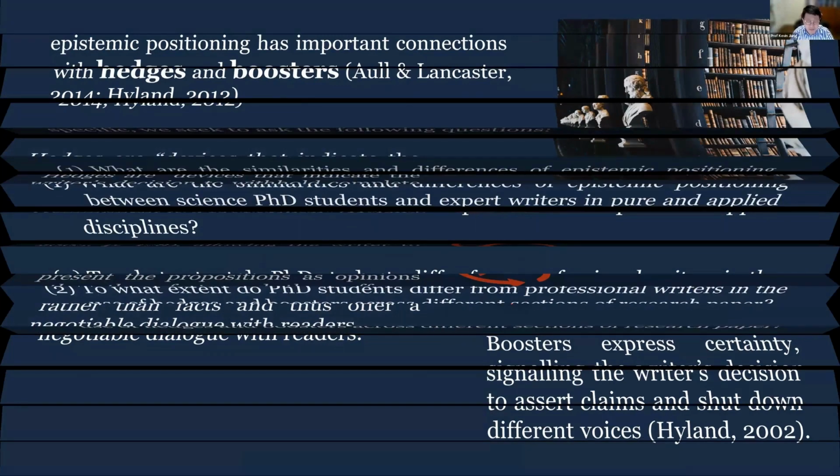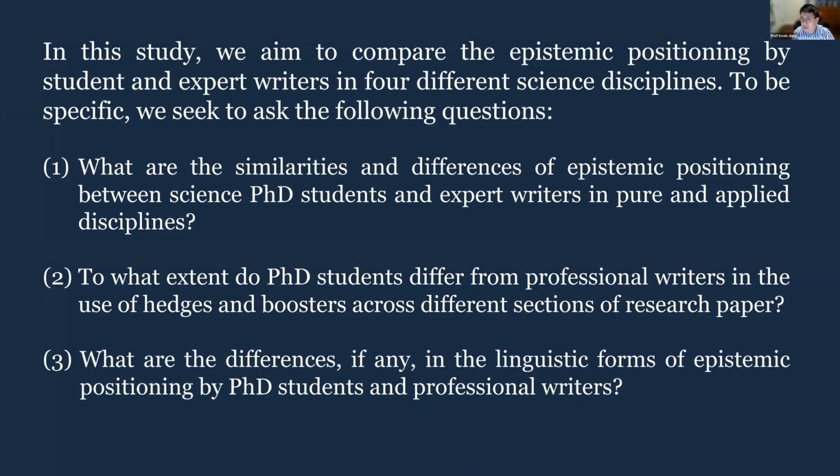In this study, we try to compare the epistemic positioning, hedges, and boosters used by student and expert writers in 4 different science disciplines. Specifically, we want to ask the following questions. What are the similarities and differences of epistemic positioning between science PhD students and expert writers in pure and applied disciplines? To what extent do PhD students differ from professional writers in the use of hedges and boosters across different sections of research papers, like the introduction, method, results, and conclusion sections? And we also look at what the differences are, if any, in the linguistic forms of epistemic positioning by PhD students and professional writers.